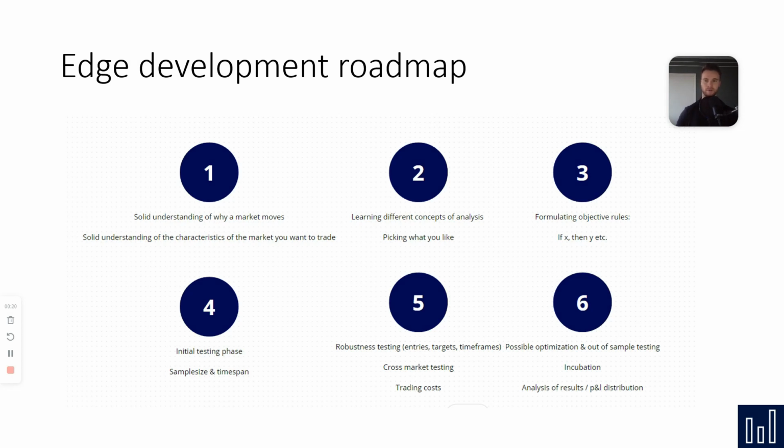Let's get started. Alright, so the first thing I want to talk about is the Edge Development Roadmap. On the screen you can see 6 numbers, and I'm going to talk about each and every one of them because this is the process that you want to follow to build your own edge. The first thing is going to be a solid understanding of why a market moves and a solid understanding of the characteristics of the market you want to trade. Those are the most important steps you want to focus on in the beginning.